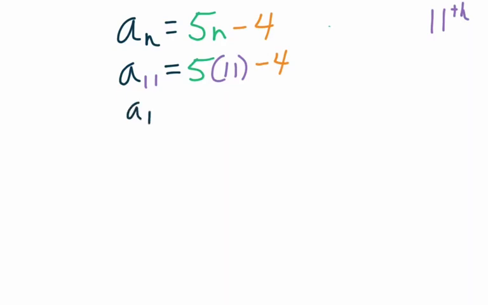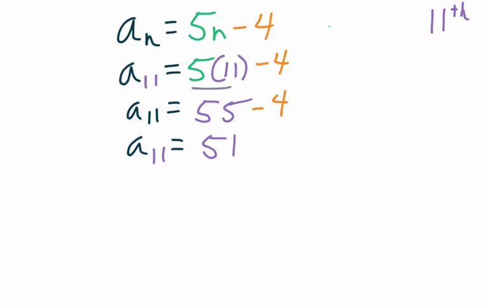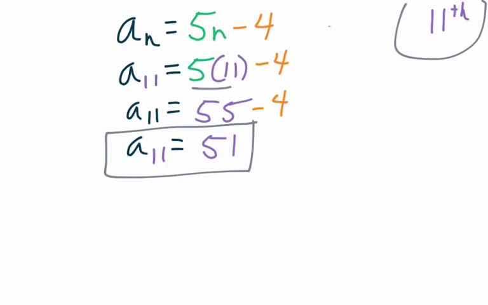So the a of 11 term is going to equal 5 times 11, which should get me 55. And we get 55 minus 4. Well, a of 11 is going to equal 55 minus 4, which is 51. So the 11th term, if we wanted to figure that out, would be 51. If I started with the 1, 6, 11, 16, all the way down to the 11th term right over there, that would be 51. Okay, so we wrote the explicit equation, and then we plugged in a value into that equation to solve for a term that we were asked to solve for.